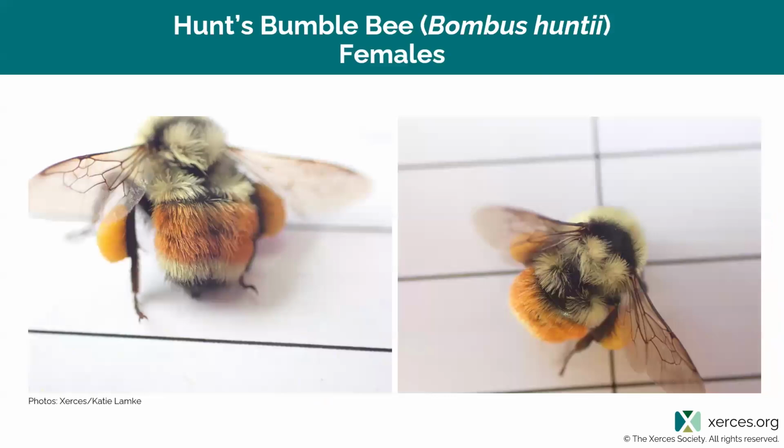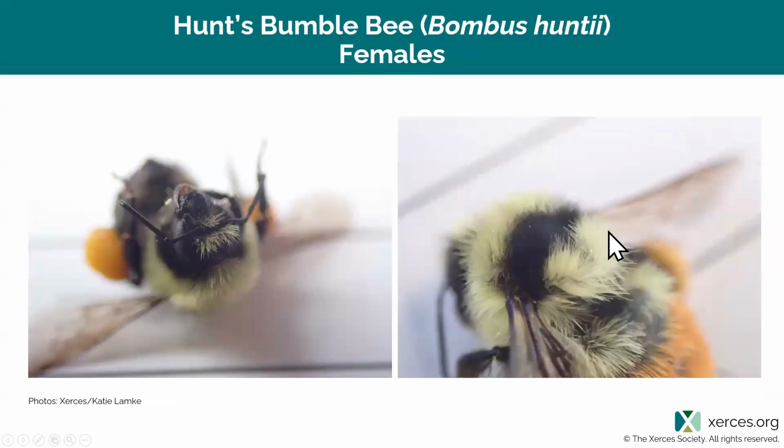So just looking at some examples of females of this species, we have a really nice example here of a female. We can see clearly that she has yellow hairs on T1, orange hairs on T2 and T3, and then yellow hairs again on T4, and then T5 and T6 are black. And then if we zoom in on the thorax of this bee, we see that it's mostly yellow with a narrow strip of black in between the two wing joints.